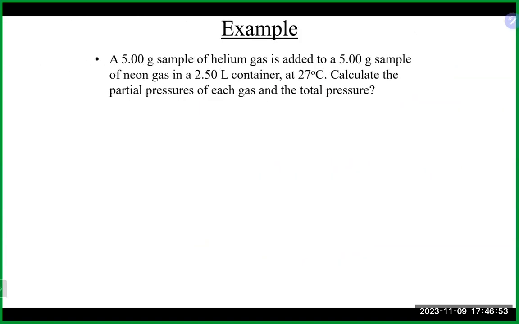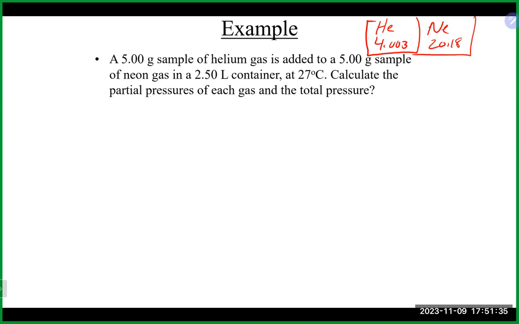All right. So let's take a look at one here. See what you come up with. We have 5 grams of helium. We also got 5 grams of neon in a 2.5 liter container at 27 degrees. What are the partial pressures of each of these gases, and what is the total pressure? So helium is 4.003. Neon is 20.18, I believe. All right, let's take a few minutes, see what you come up with.